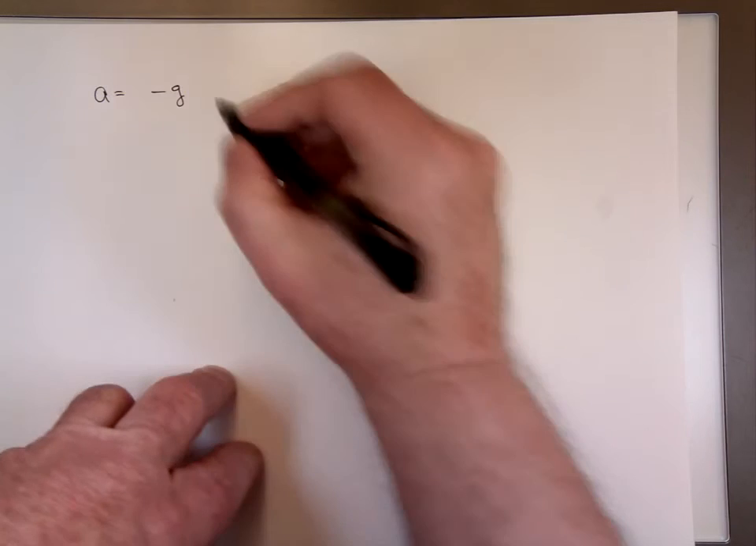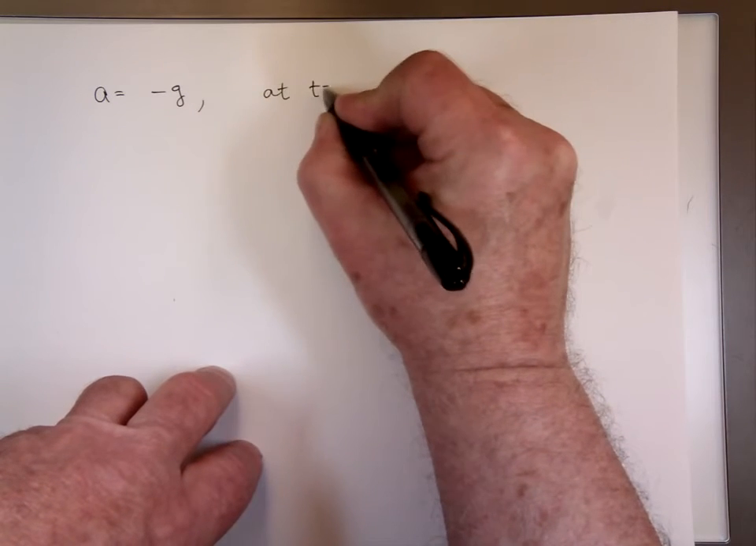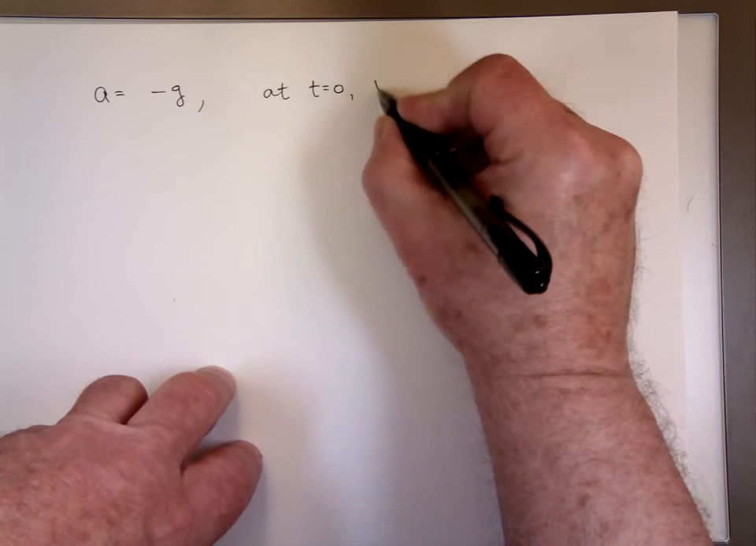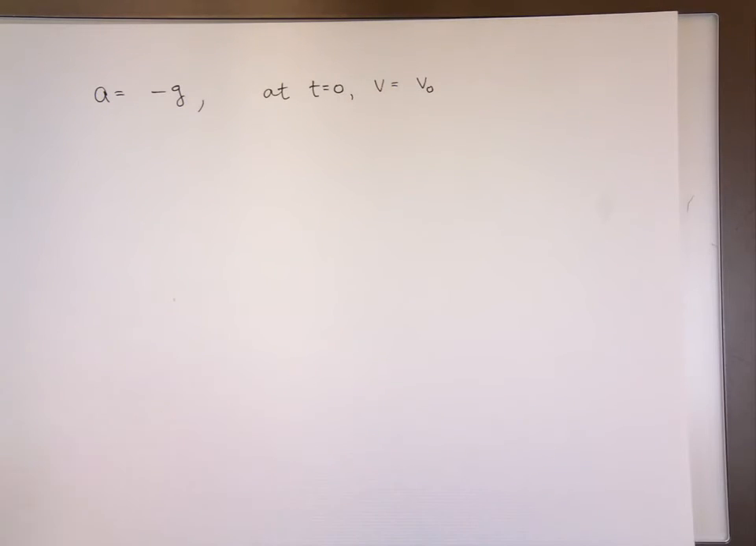Here's what else we know. We know that at t equals 0, our velocity is v sub naught, our initial velocity. Whatever that is. If we drop it, initial velocity is 0. If we toss it up, it's whatever that initial velocity is, positive. If we throw it down, that initial velocity will be negative. Okay?